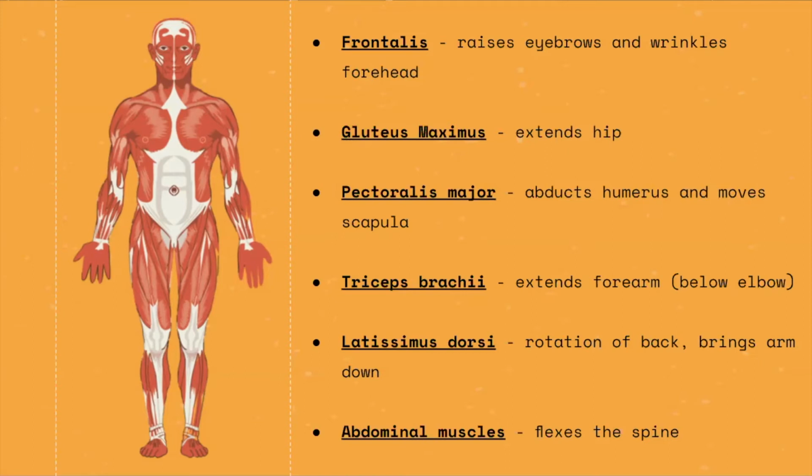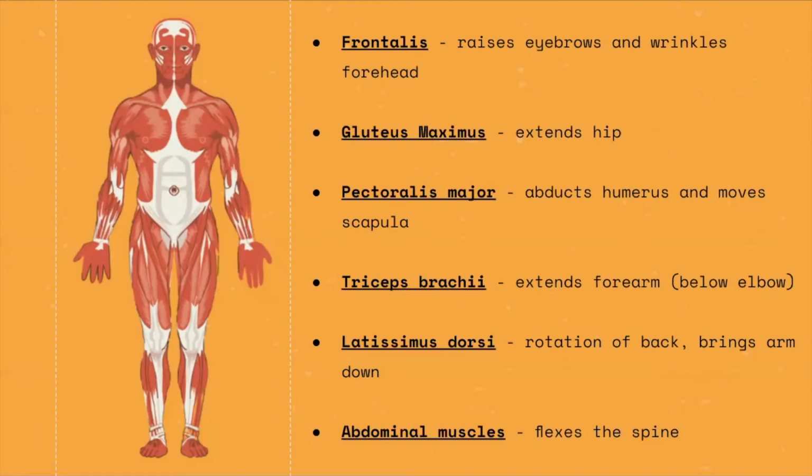And then it moves the scapula. The scapula is basically the bone by your shoulder. So when you're raising your arms, maybe doing a jumping jack, it's also moving your shoulder. So the pectoralis major controls both things. We have the triceps brachii, which extends the forearm. The forearm is the part of your arm that's below your elbow but above your wrist. And when you say extends, it means straighten. So you're straightening your forearm. That's what the triceps brachii does.